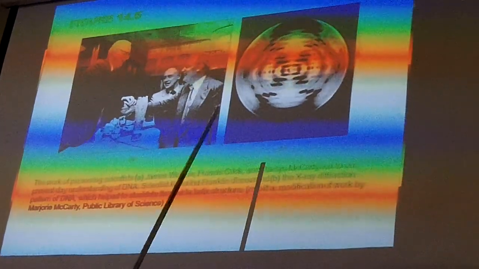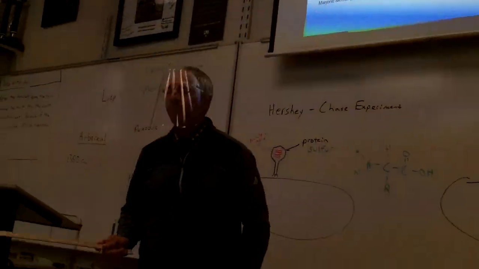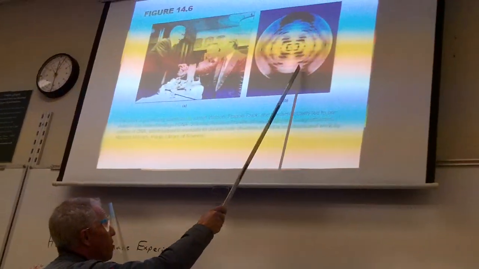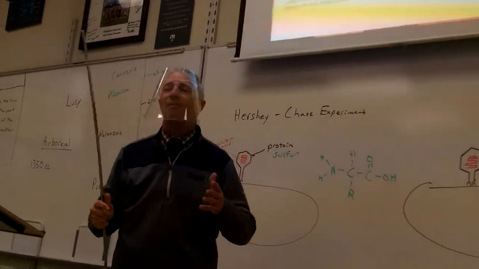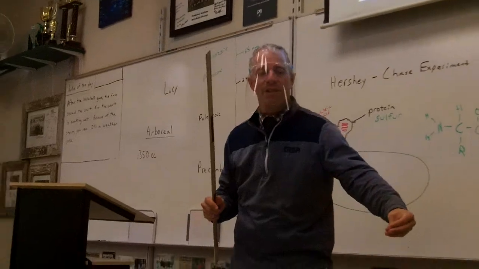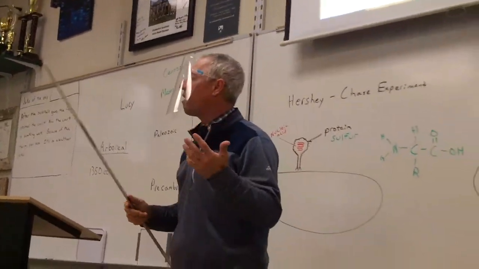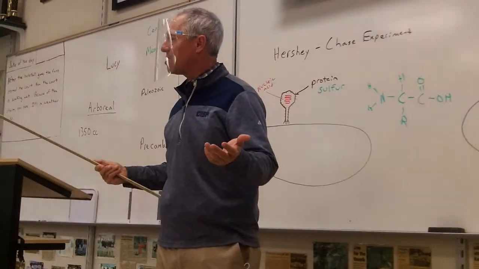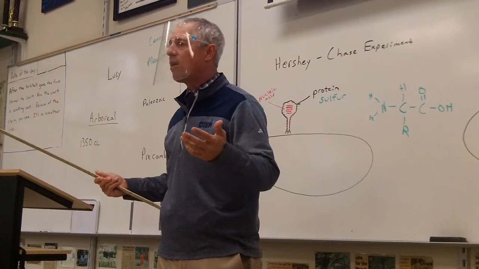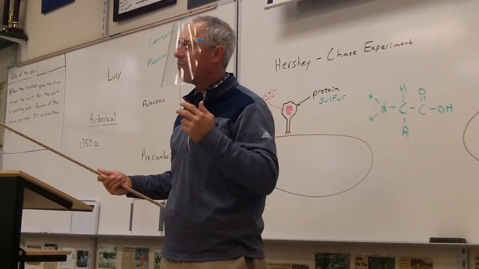So, there's a lady, her name was Rosalind Franklin, who did this experiment. Once they found out that DNA is the thing that carries the information, they wanted to figure out what it looked like. What does a DNA molecule look like? It's too small to see. How could they figure that out?